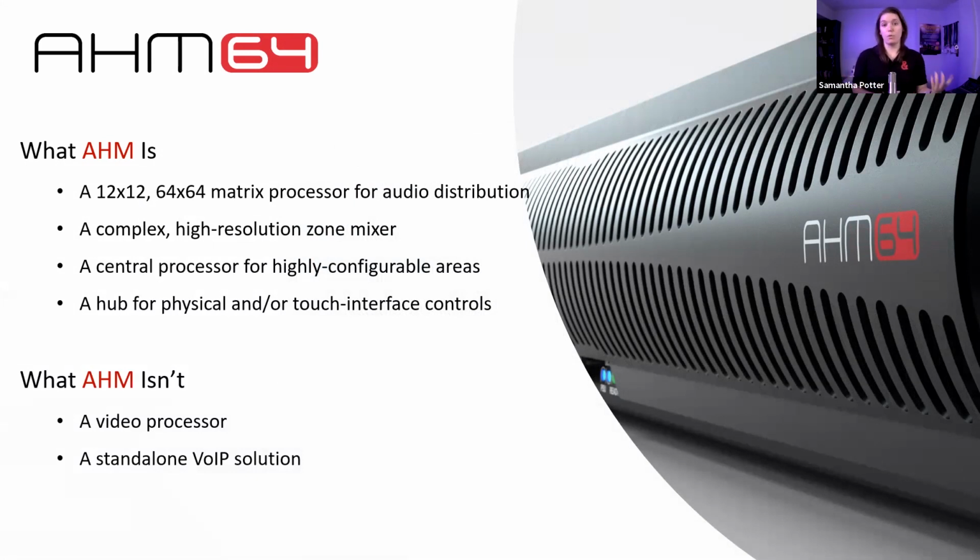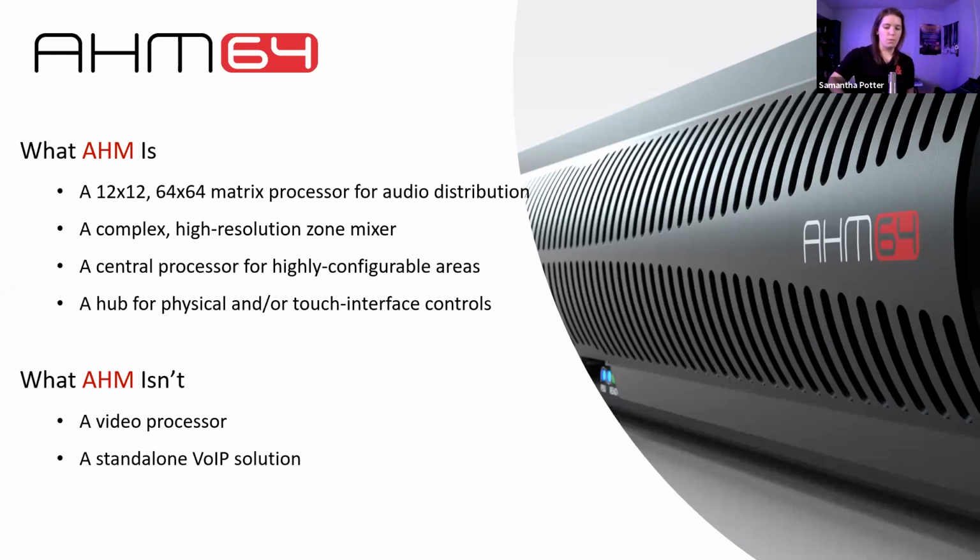Well, it's a 12 by 12 up to a 64 by 64 matrix processor for audio distribution. It can also be a complex high resolution zone mixer. It can also be a central processor for really highly configurable areas. And it's great as a hub for physical and/or touch interface controls. What the AHM isn't is a video processor, and it's not really a standalone VoIP solution. There are ways to incorporate the HM64 in systems that involve both of these, but as it stands, it is not a video processor or a VoIP solution. I always like to frame that out for everybody.